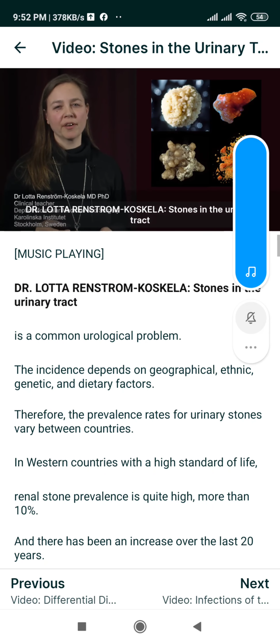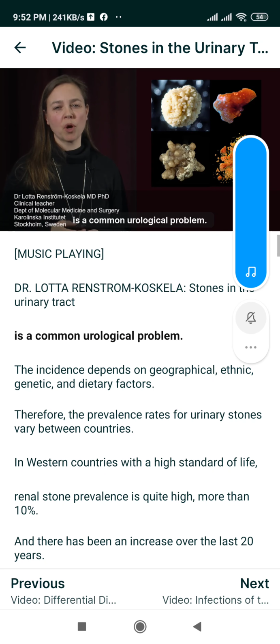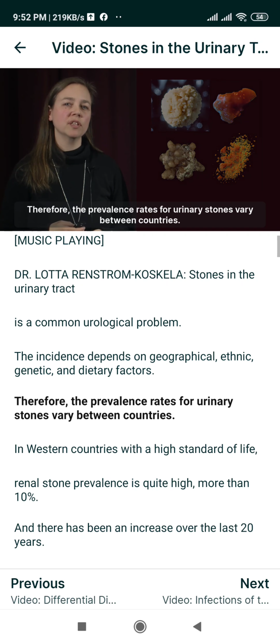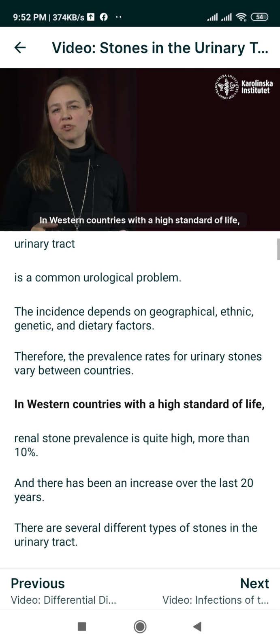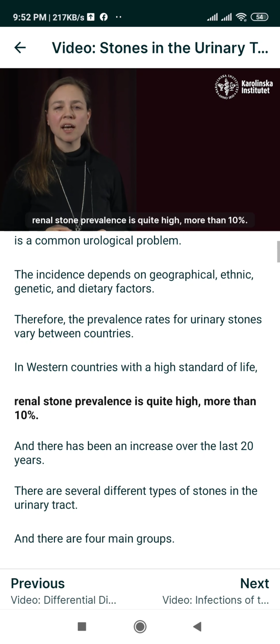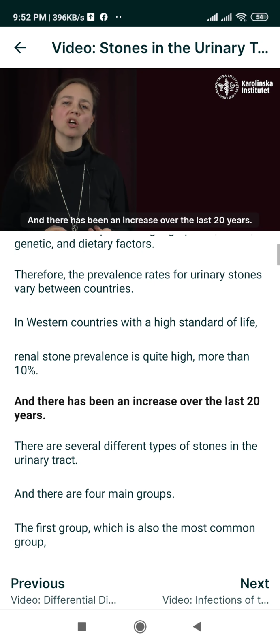Stones in the urinary tract is a common urological problem. The incidence depends on geographical, ethnic, genetic and dietary factors. Therefore, the prevalence rates for urinary stones vary between countries. In Western countries with a high standard of life, renal stone prevalence is quite high, more than 10%, and there has been an increase over the last 20 years.